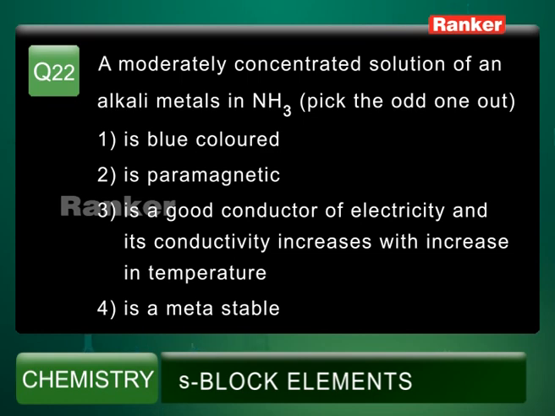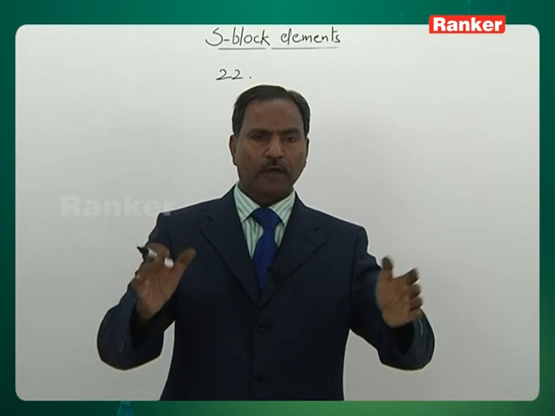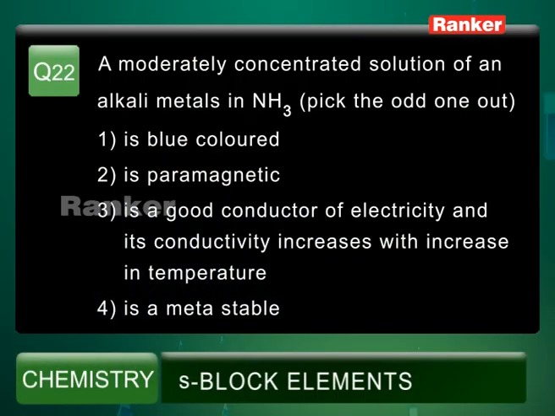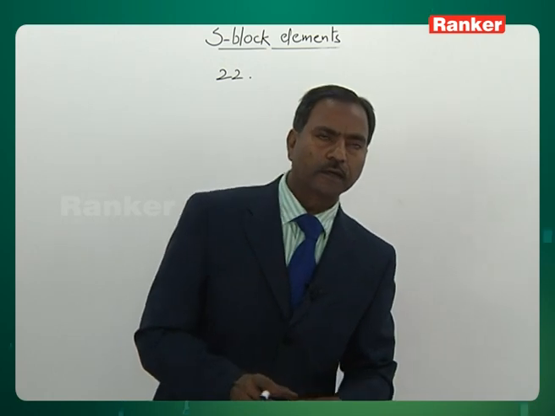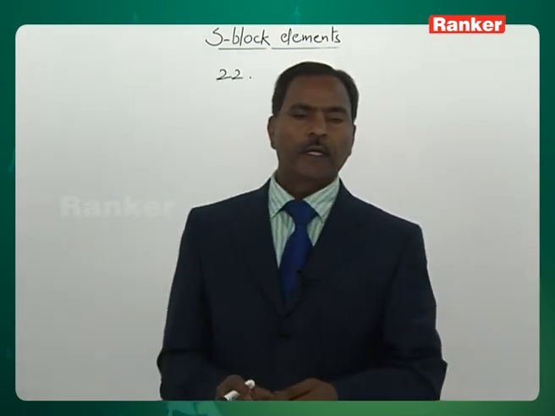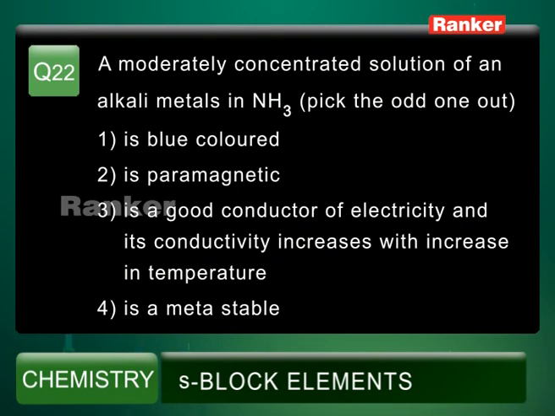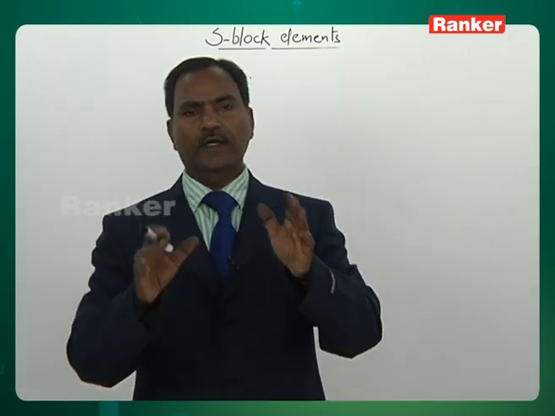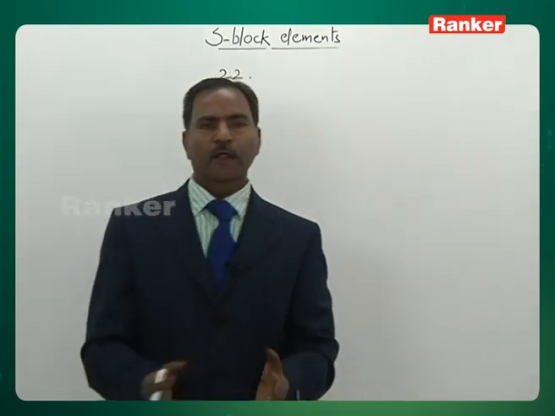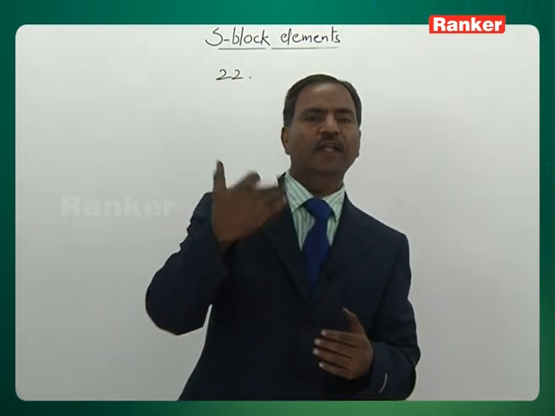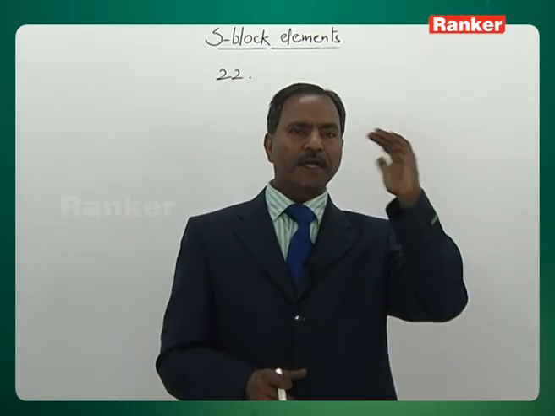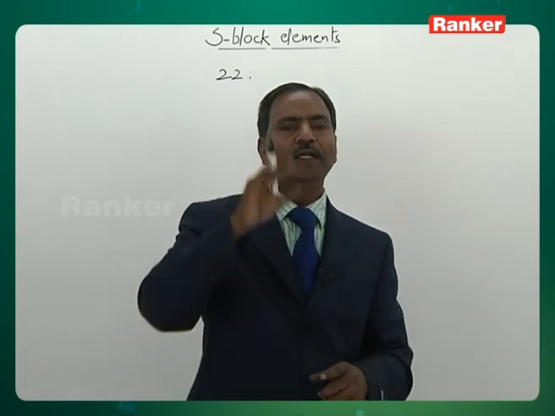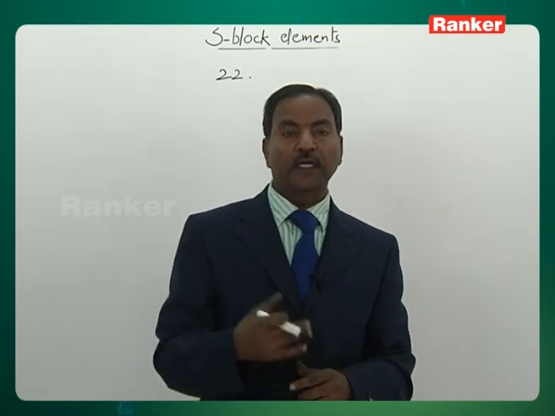Now, blue colored solution. Remember, all the alkali metals, whenever put into liquid ammonia, produce a blue colored solution. Coming to, it is paramagnetic. Yes, all the metal liquid ammonia solutions are generally found to be paramagnetic. Is a good conductor of electricity and its conductivity increases with increase in temperature. We agree all the metal liquid ammonia solutions are good conductors. But it added one thing there: by increasing the temperature, the electrical conductivity of this particular solution is actually decreasing. But he said here increasing.